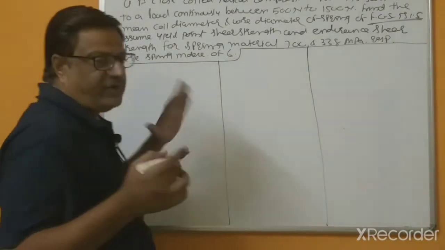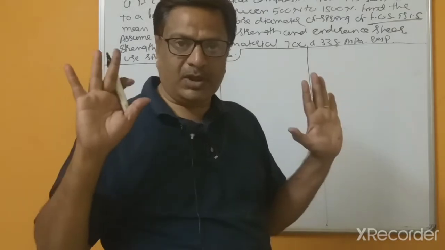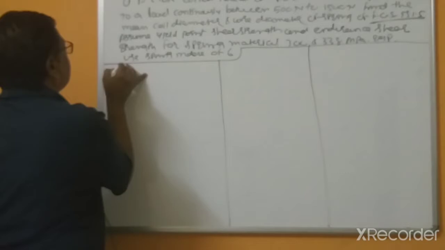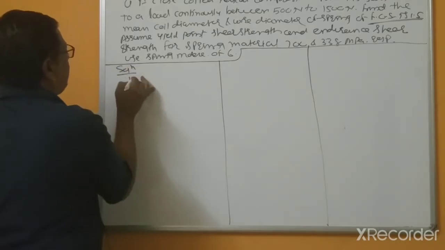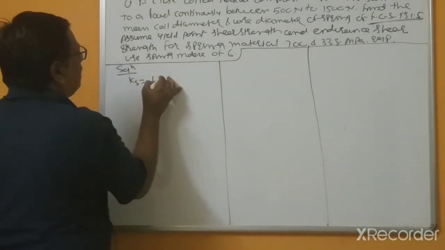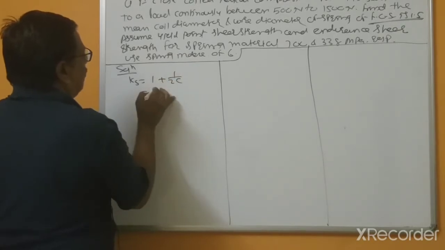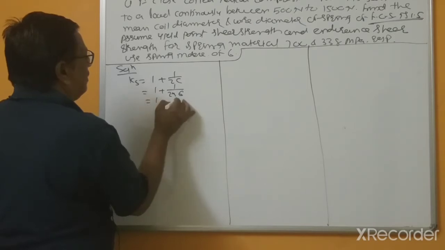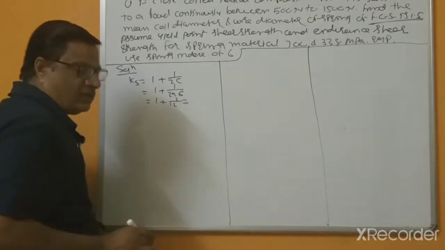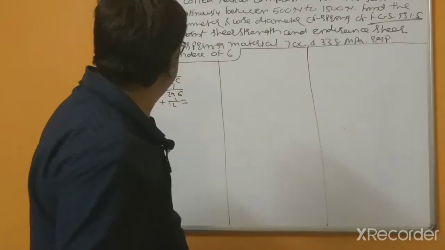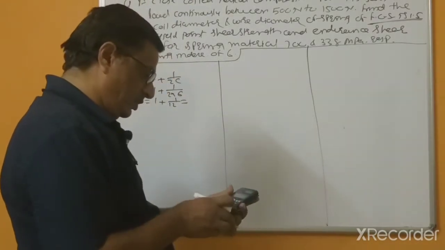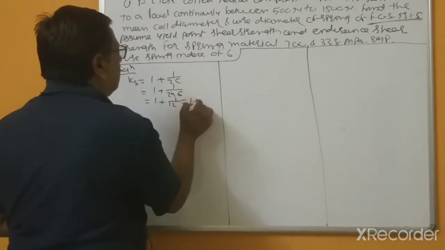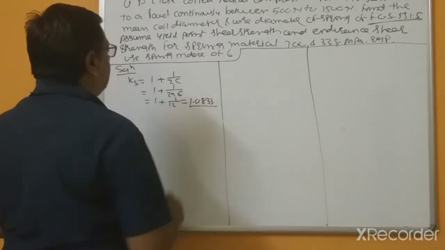So first I will calculate the shear stress concentration factor and Wahl's correction factor, because these are the basic steps. We require Ks equals 1 plus 1 divided by 2C, that is 1 plus 1 divided by 12, which is 1.0833. This is clear.